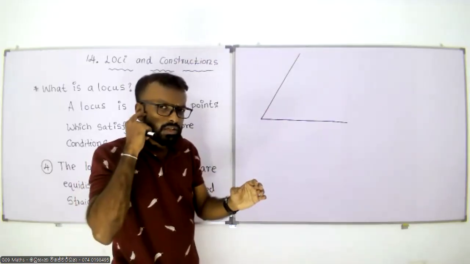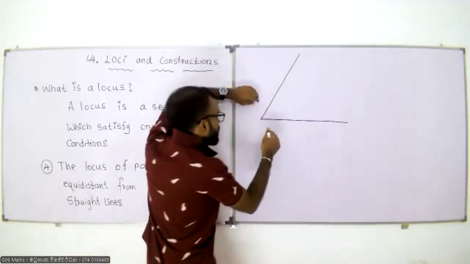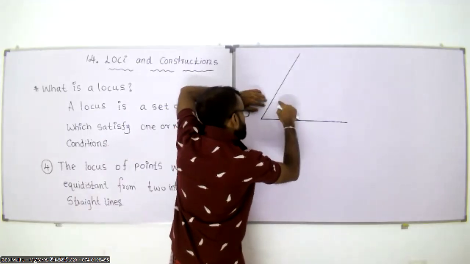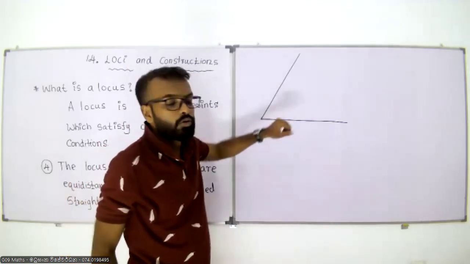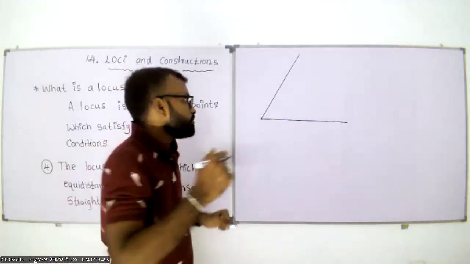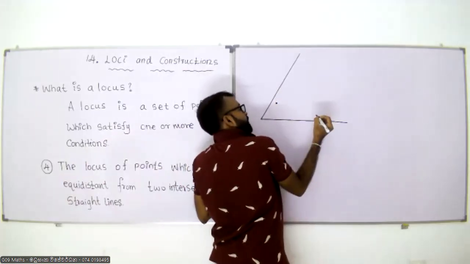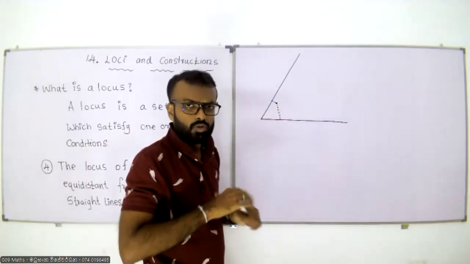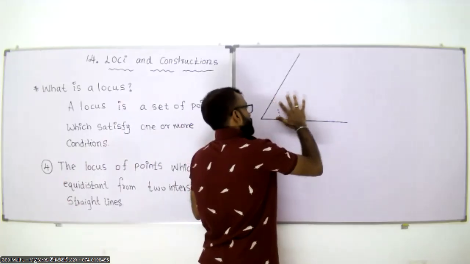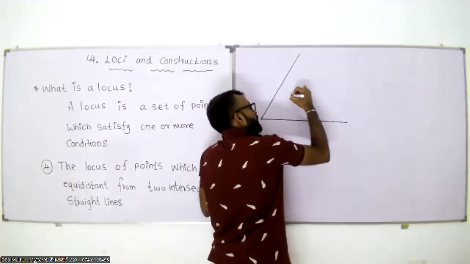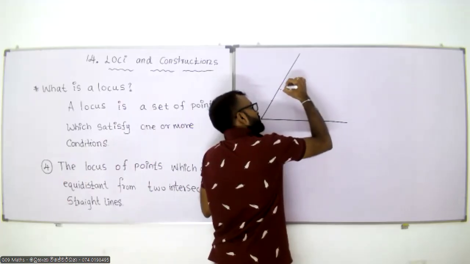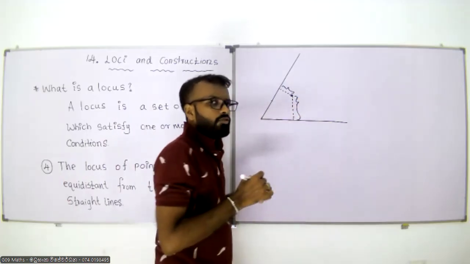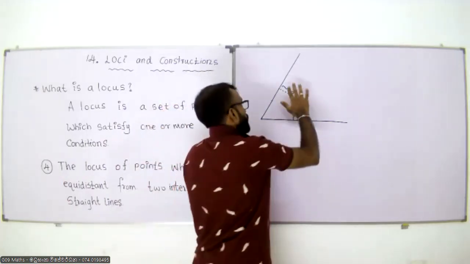Equidistant means always the same distance, if you measure the length from this line to the locus and from this line to the locus, or to a particular point. I will mark a point here. This length and this length, what can you say? Are they equal? No. So that's not an equidistant point. I will mark a point here. If you measure this length and this length, equidistant? No.